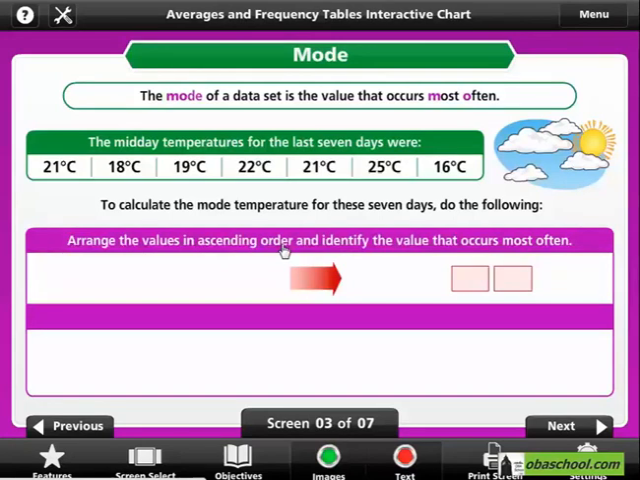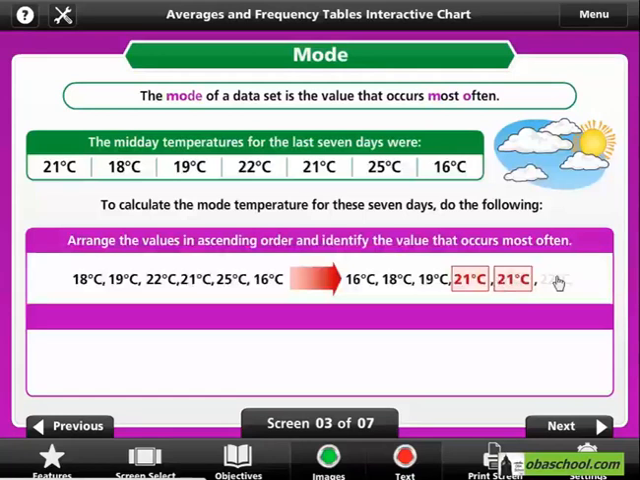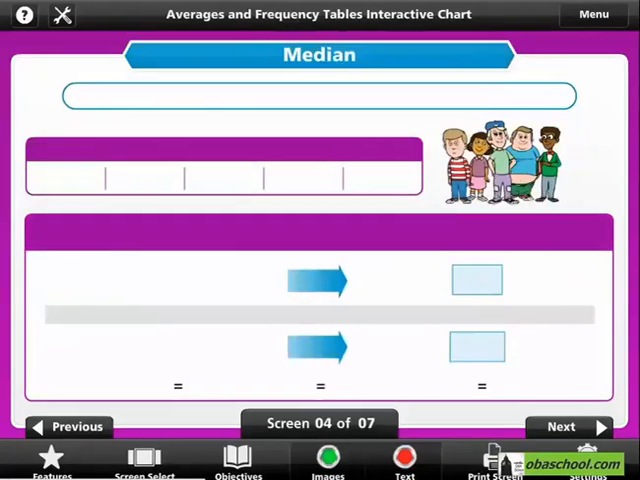Arrange the values in ascending order and identify the value that occurs most often. So, let's start from least to greatest. And then we're going to arrange them. So they're going to be 16, 18, 19, 21, 21, 22, and 25 degrees Celsius. So the number that occurred most often was 21 degrees. It occurred 2 times in the last 7 days.